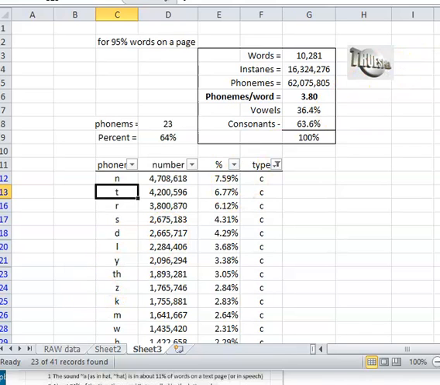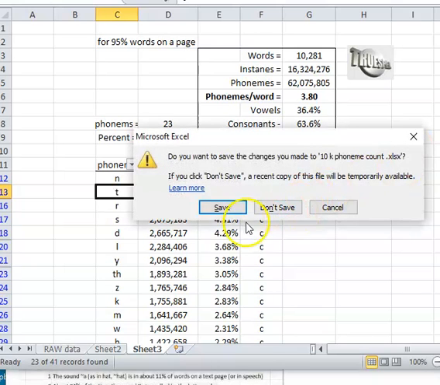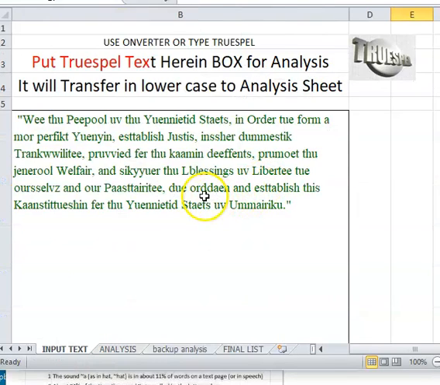Okay, so what else do we have? Let's check out the, I think we'll save it. Yeah, I saved it. I changed something actually.